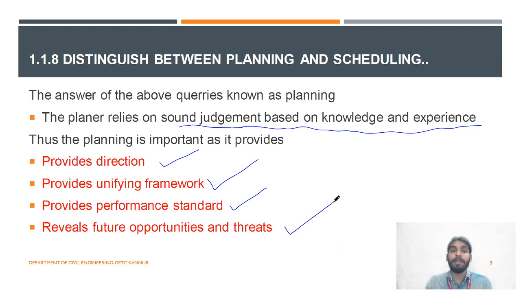What opportunities are there? We can do it like this. We can go for pre-stressed slabs. Then what will be the threats? There may be less availability of masons in the month of December due to the festival season. Like that, the planner can do it because he has sufficient experience.